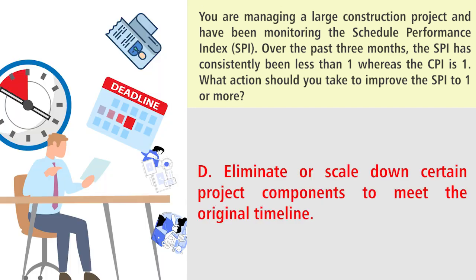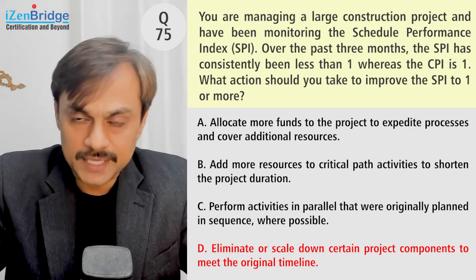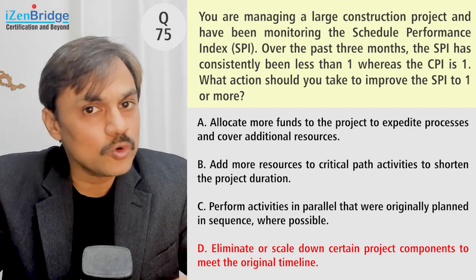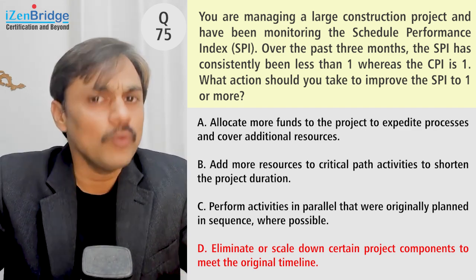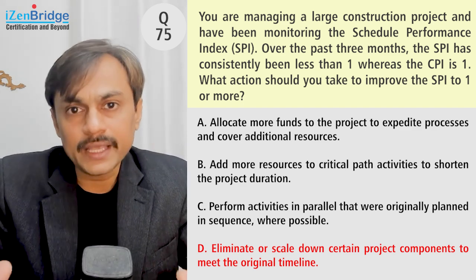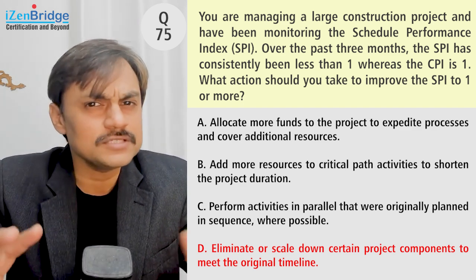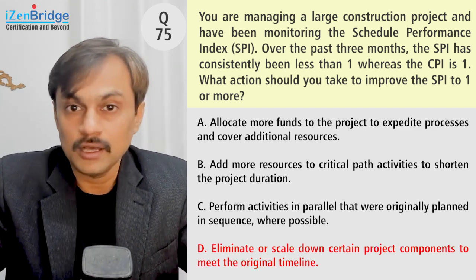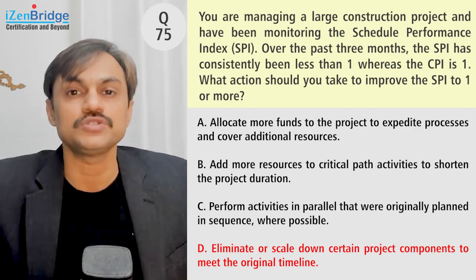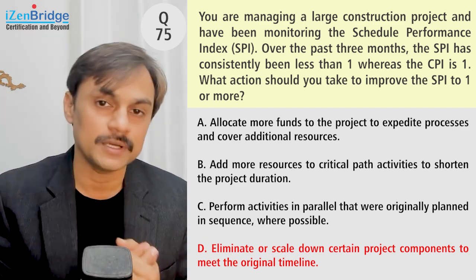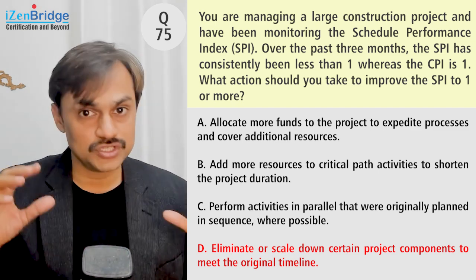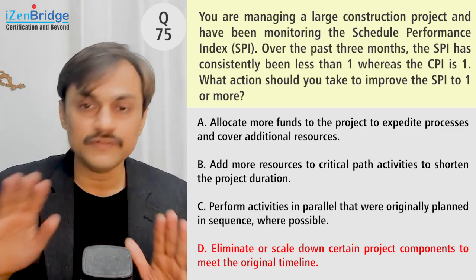Option D: eliminate or scale down certain project components to meet the original timeline. So it is directly saying reduce the scope. In a predictive life cycle, I can't reduce the scope unilaterally. I need to put in a change request and discuss with the stakeholders. In the PMP exam, I consider scope a more or less non-negotiable element. I don't say I have a problem, so reduce the scope, unless the question indicates that scope is negotiable. Option D needs too many assumptions, so I can safely ignore it.